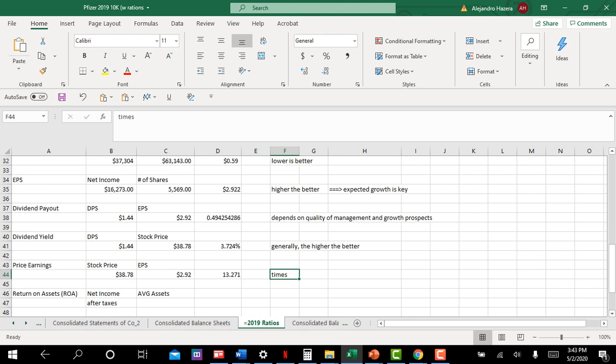This ratio, the best thing to do is compare it to companies in their industry. If you have two companies that are very similar and one's trading at a higher PE, that means the stock market is placing a higher value on that company.